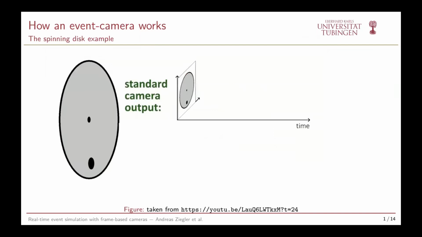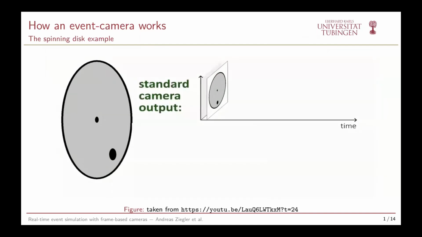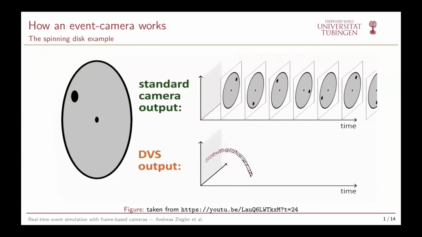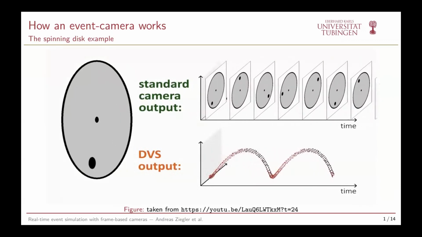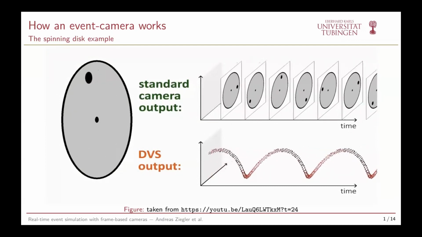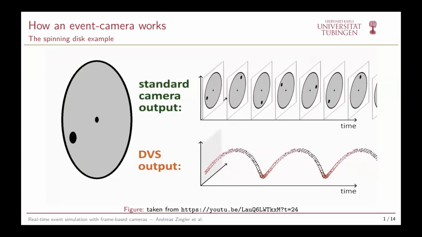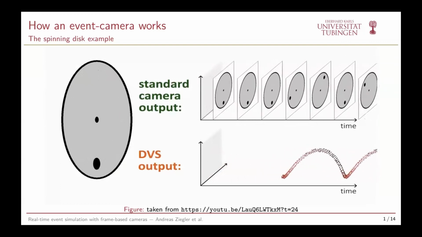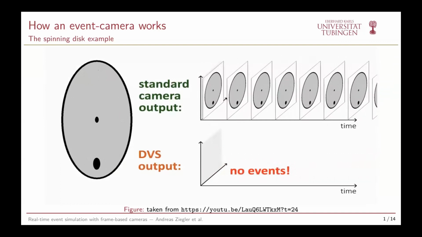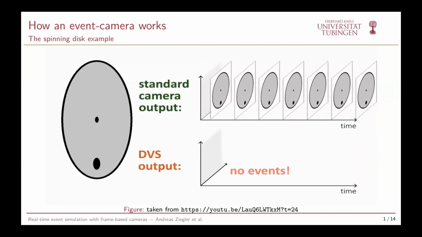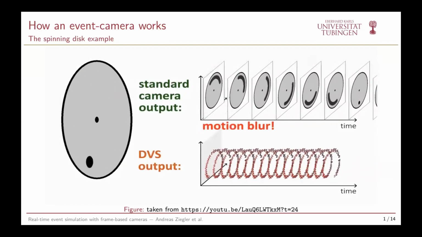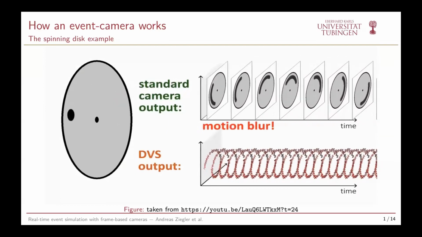We will see on the top the output of a standard camera and on the bottom the output of an event camera. With the standard camera we have frames at a fixed frame rate, and with the event camera we have the positive and negative events, in black and red, which report intensity change. So if there is no intensity change in the scene, we don't get data, whereas with the standard camera we do get redundant information. If the disk is spinning very fast, we tend to have motion blur with a standard camera, whereas we have less of a problem with the event camera.